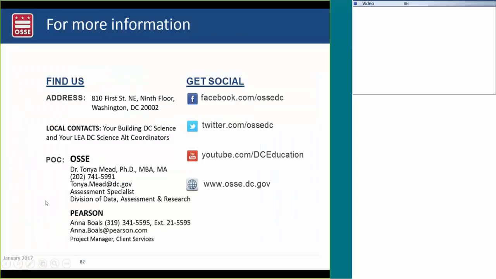Here is some other contact information. Certainly your first line of contact would be your local contact, either your building science coordinators or your LEA science coordinators. Dr. Mead is an assessment specialist at OSSE. You may reach her if you have questions, and Anna Bowles at Pearson if you have questions. Anna is your point of contact. You can contact me specifically through Anna if you have specific questions that you think I might be able to help you with. I look forward to seeing many of you, if not all of you, in March, if you can get away to come to the on-site training and bring your portfolio entries, and we are more than happy to take a look at them.